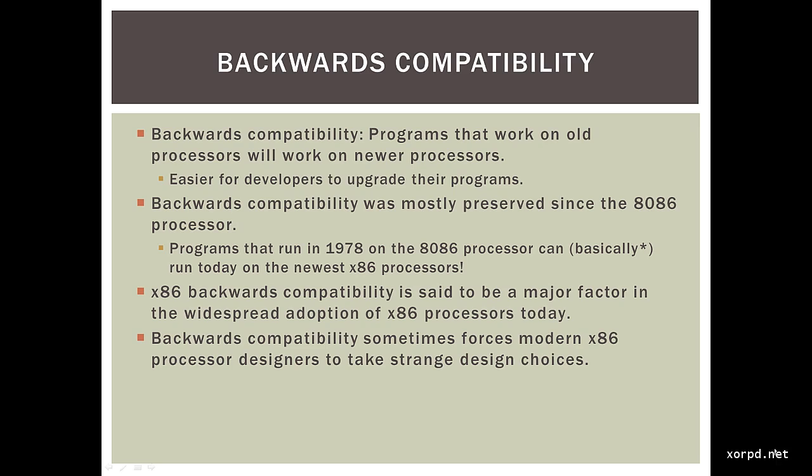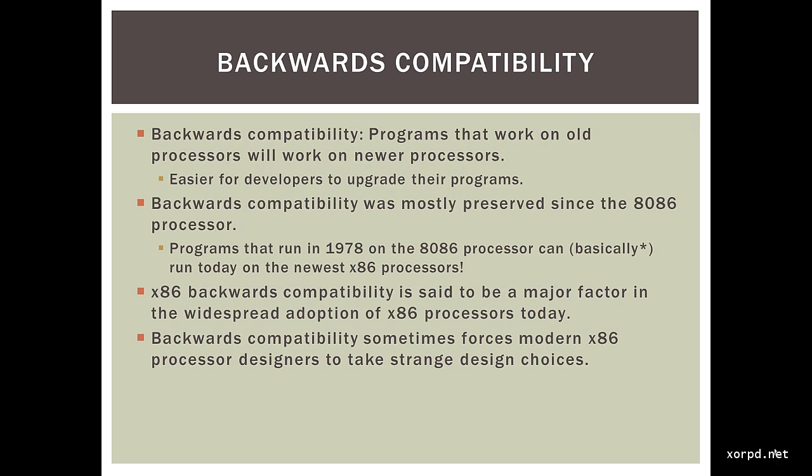Backwards compatibility. That means that programs that once worked on an old processor will work on newer processors too. This is very important. It makes it much easier for developers to upgrade their programs. For example, if I wrote a program for an old processor, and then a new processor was shipped, and I want my old program to work on the new processor, if the new processor has backwards compatibility, then I could just take my old program, put it in the newer processor, and it will just work. It would be much easier for me as a developer.